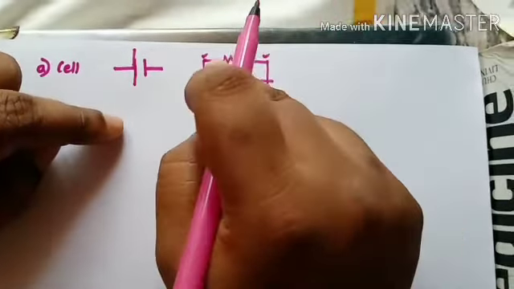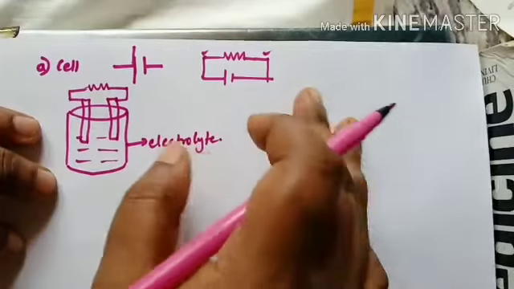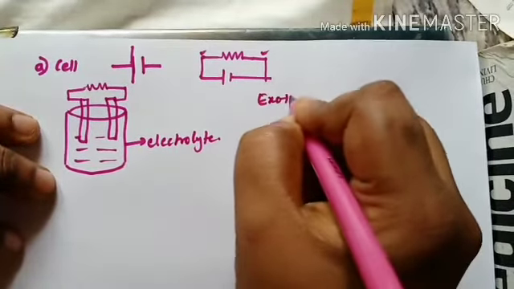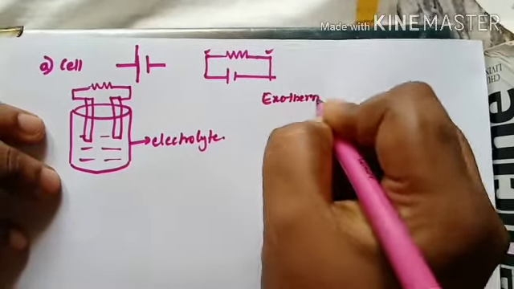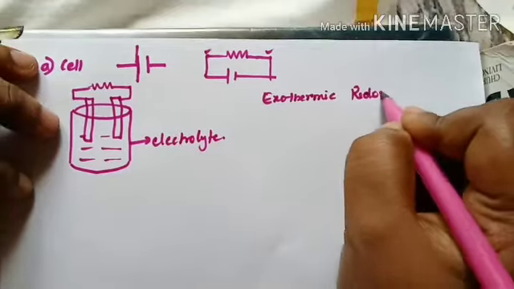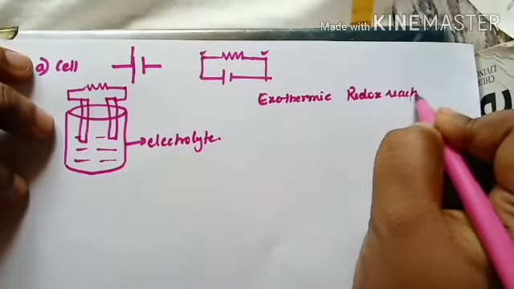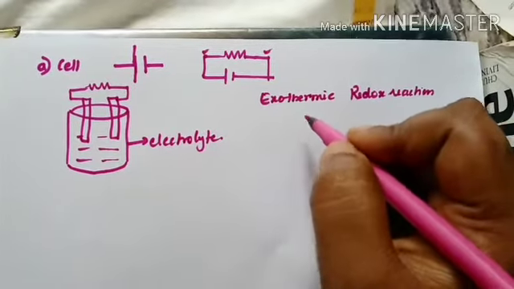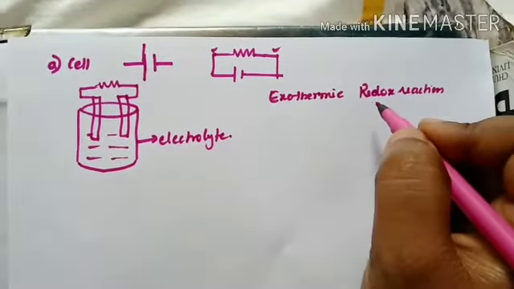And what is the basic process which is happening in an electrochemical cell? It is exothermic redox reactions. These are all chemistry portions, but I want to take this section. So what do you mean by exothermic? The type of reactions in which energy is released. And what do you mean by redox reaction?